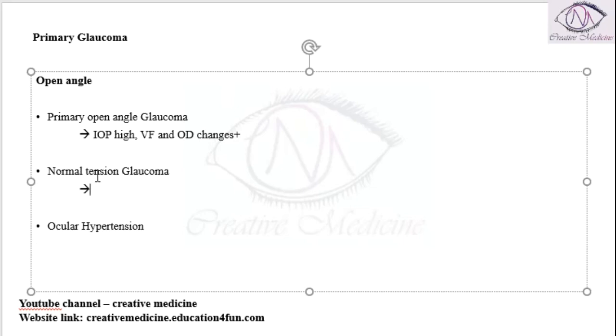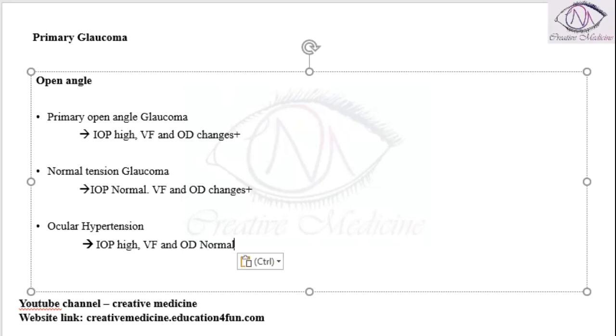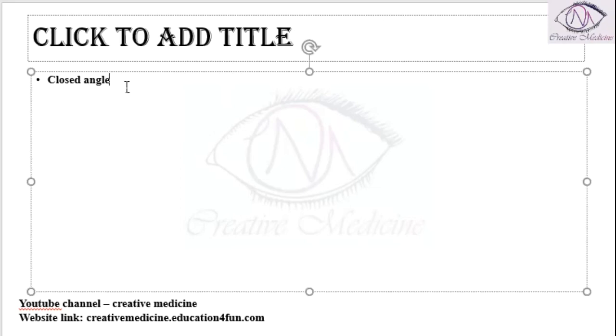In normal tension glaucoma, the tension is normal. So intraocular pressure is normal, whereas the visual field and optic disc changes are present. Only the intraocular pressure is normal, but optic disc changes and visual field changes are also seen in normal tension glaucoma. Then in ocular hypertension, the intraocular pressure is high, whereas the visual field and optic disc are normal. Then we have closed angle glaucoma.